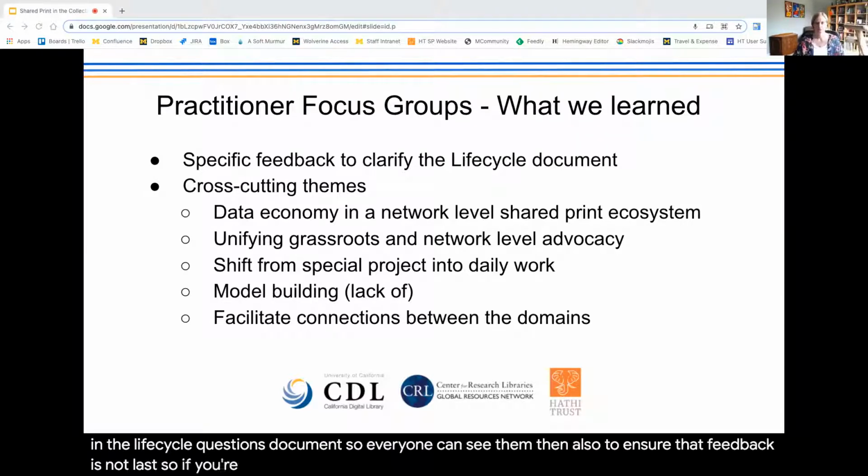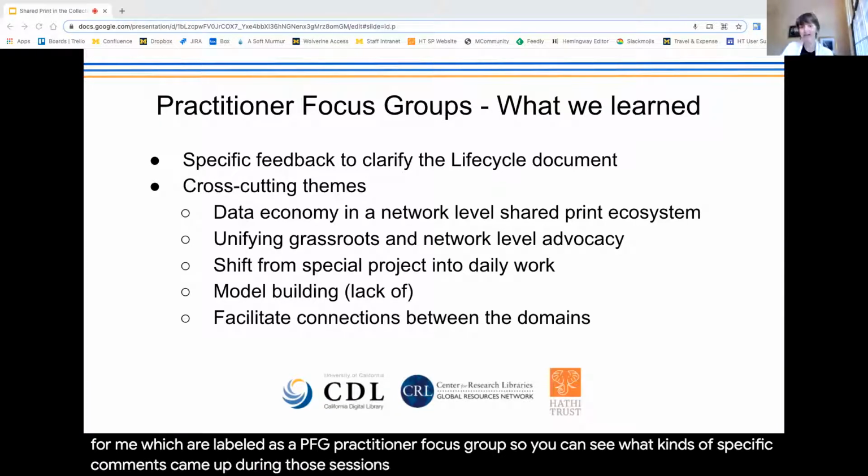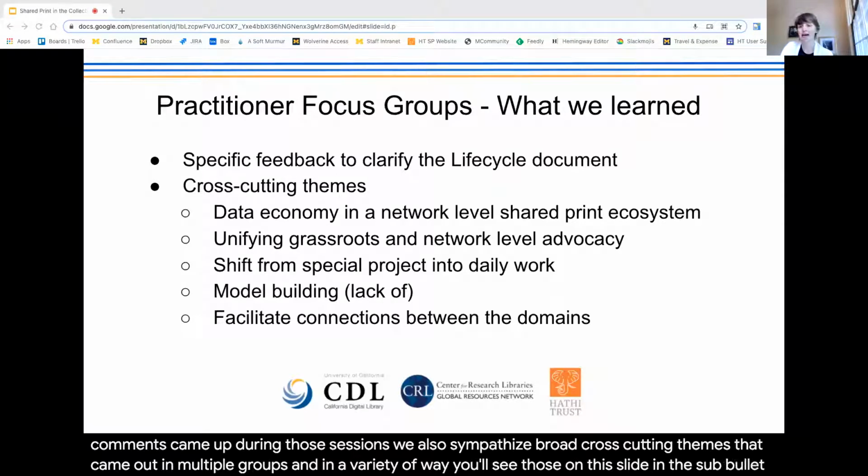So if you're in that Lifecycle document right now, you'll see a whole bunch of comments from me, which are labeled as PFG, Practitioner Focus Group. So you can see what kinds of specific comments came up during those discussions. And then secondly, we also synthesized broad cross-cutting themes that came up in multiple groups and in a variety of ways. You'll see those on this slide in the sub-bullets.